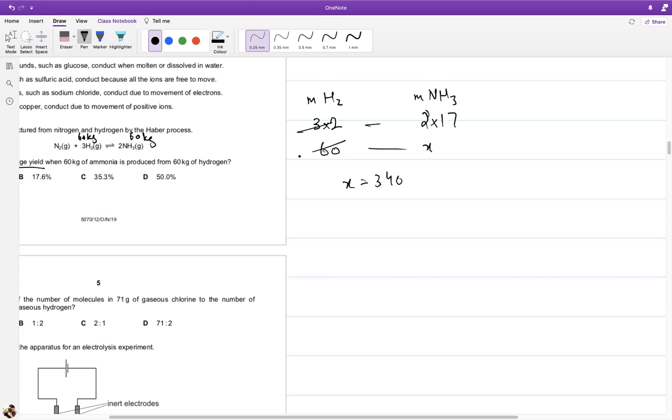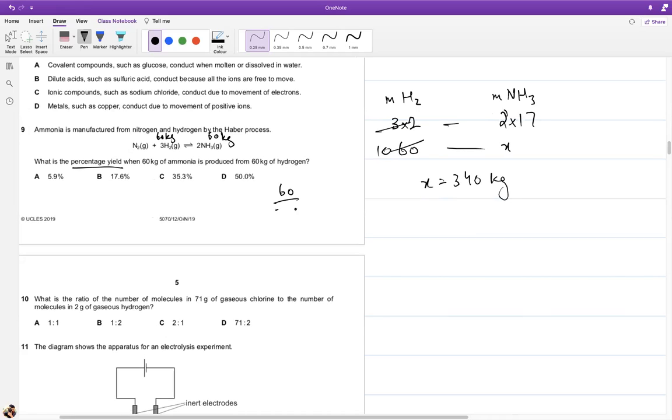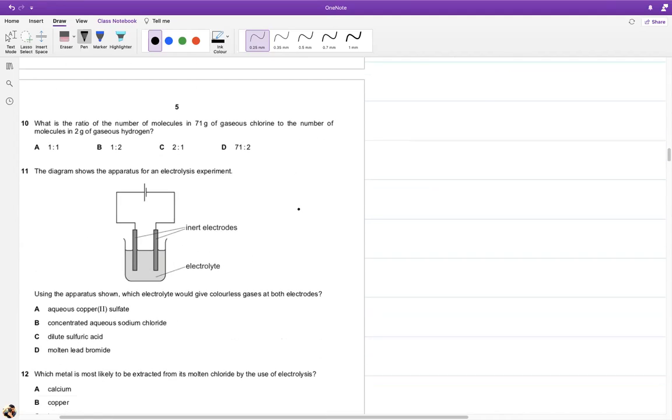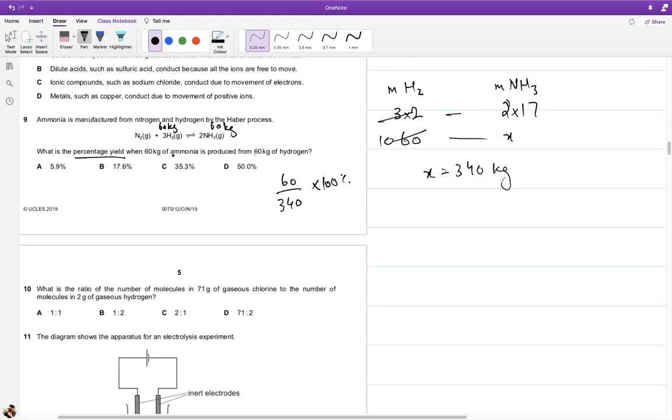Again, you don't need much of a calculator. Multiplying 17 by 10 gives 170, times 2, you should get 340 kg. How much did you get? Now we use the product that they've told us: 60 over 340 times 100%, whatever our answer is. You have calculators, you can simply solve it. But keep this in mind: in a yield question, the product that we have, we will consider it right at the end.